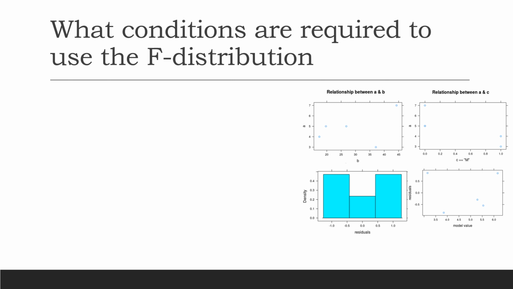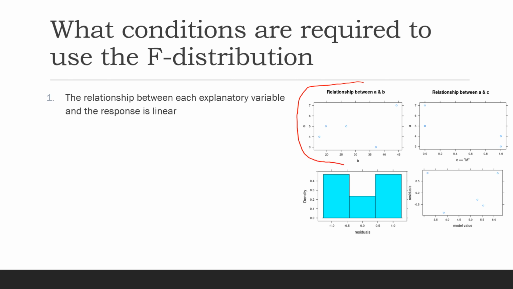The conditions that are required to use an F distribution, one of them is that the relationship between each explanatory variable in your model and the response is linear. So our book doesn't talk about these conditions or about how to check them, but I thought it's something that is important and I wanted to at least mention it to you. So I could use a scatter plot to look at the relationship between A and B and see if it appears linear. It wouldn't look too bad except for this one outlier.